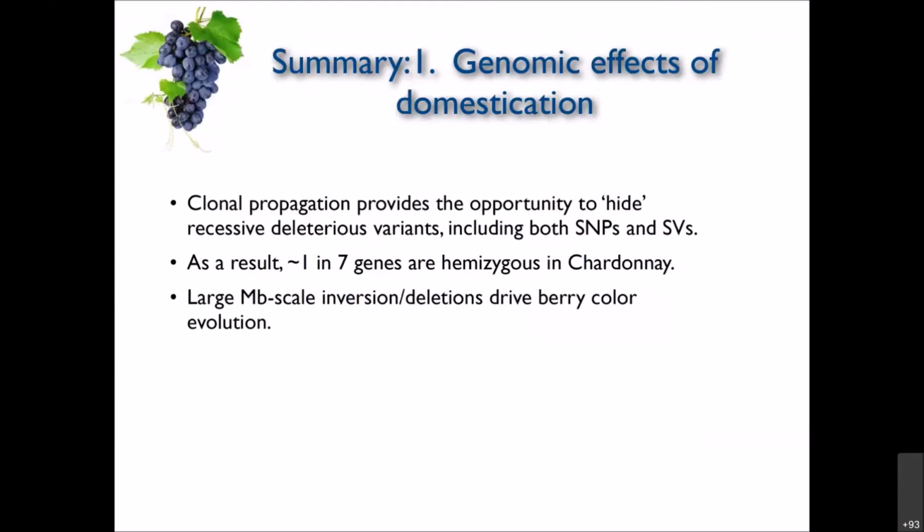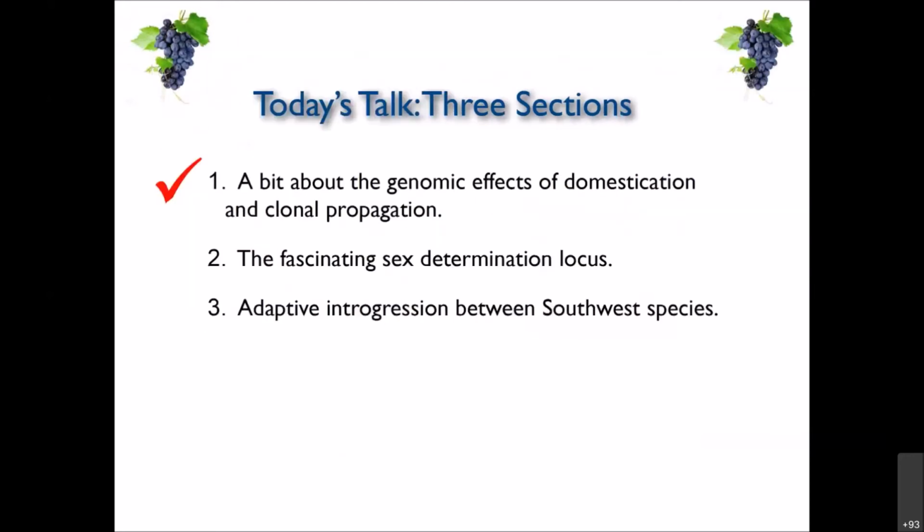We found large megabase-scale inversions that drive berry color evolution. And I think this is a really interesting and dynamic story about how phenotypes can change due to very unexpected genetic events. Again, this is probably one of the best known phenotypes in plant biology, but what had been missing was the fact that often this phenotype is being facilitated by these large scale chromosomal events. Okay, so that's the first part of my talk.